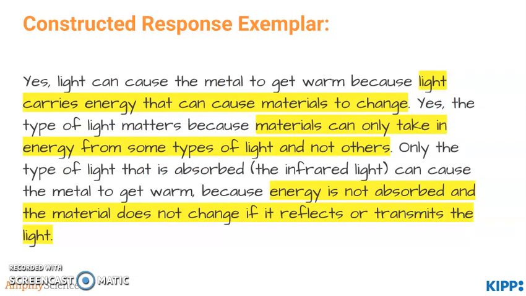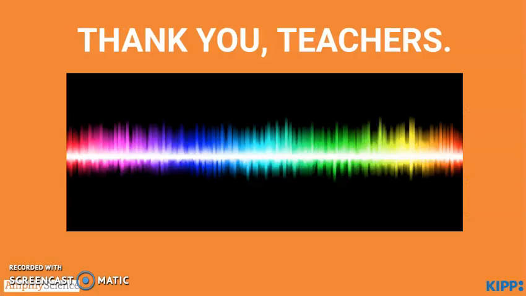This exemplar answer here shows knowledge of all 3 progress builds. Each progress build is highlighted. The answer is yes. Light can cause the metal to get warm because light carries energy that can cause materials to change. That's progress build 1. Yes, the type of light matters because materials can only take in energy from some types of light and not others. That's progress build 2. Only the type of light that is absorbed, the infrared light, can cause the metal to get warm because energy is not absorbed and the material does not change if it reflects or transmits the light. That is progress build 3.